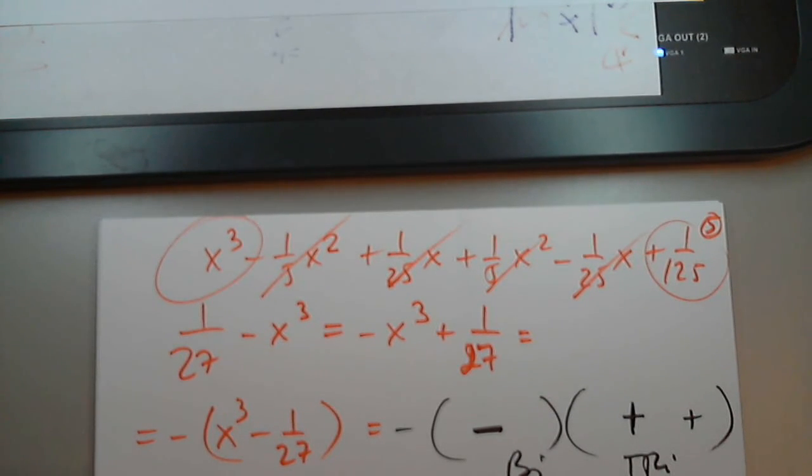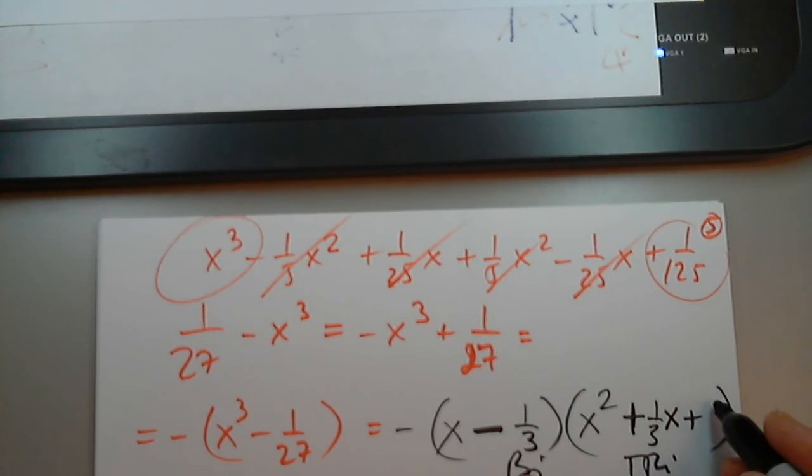So, what do I cube to get x? Yes. What do I cube to get 1 over 27? 1 over 3. Very good. And now the pattern for the trinomial. 1/3 times x. Good. And the last one?